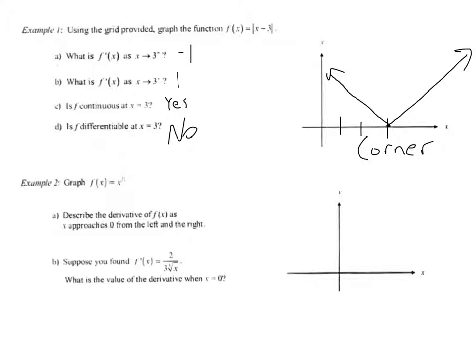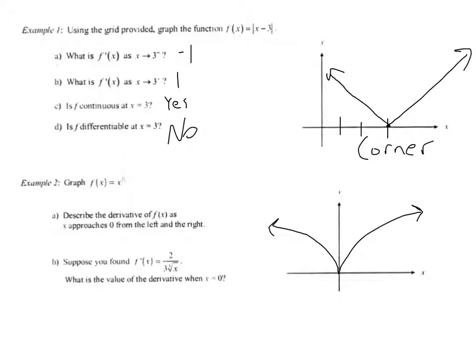Second example says, graph the function f of x equals x to the 2/3 power. We could go through and prove this a little bit. We actually learned how to do this in pre-calculus. Just for the sake of time on the video, I'm just going to draw it for you. It's going to look almost like a square root function there, and it's going to be reflected over on that side as well. And so in part A we're looking at x approaching 0. What's happening to the derivative as we approach from the left and the right hand sides?